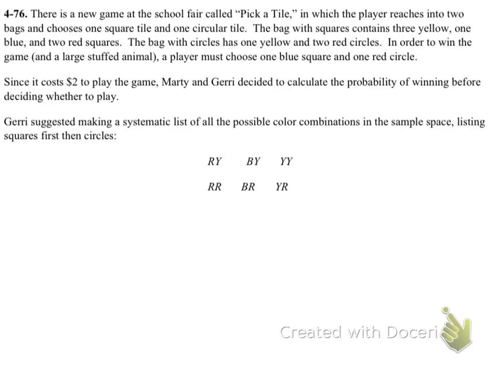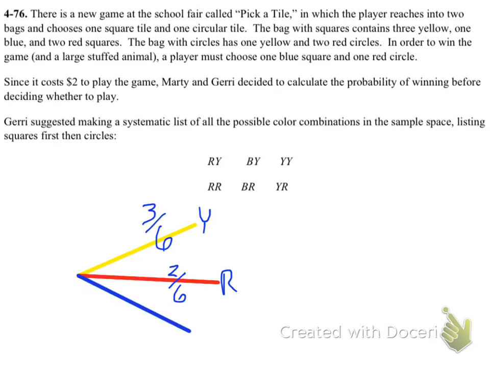I have yellow as an option. There are 3 yellows out of a possible 6 pieces, so 3/6 is yellow. I then have red, and there are 2 of those, so 2/6 is going to be red. And then I have a blue option here, and that is 1/6 is going to be blue. That is all representing the square bag.